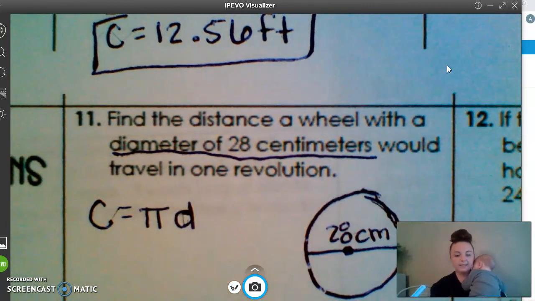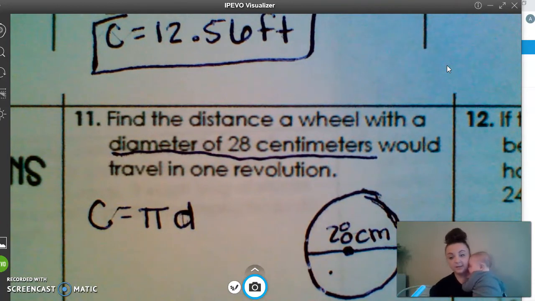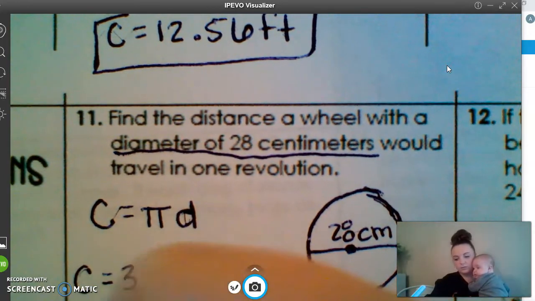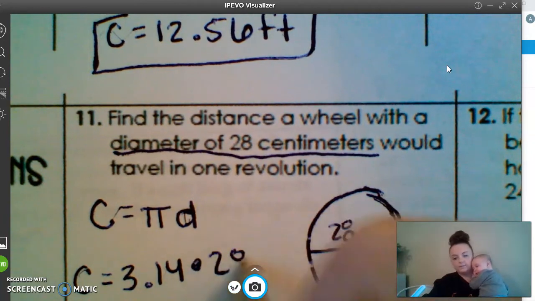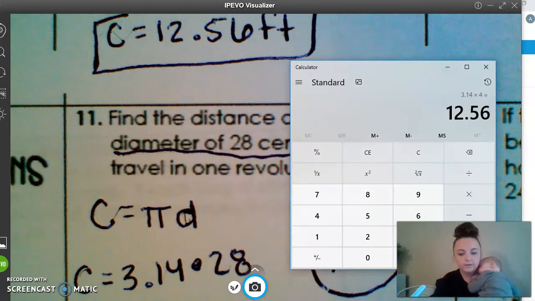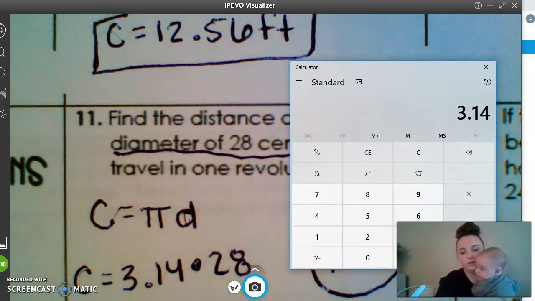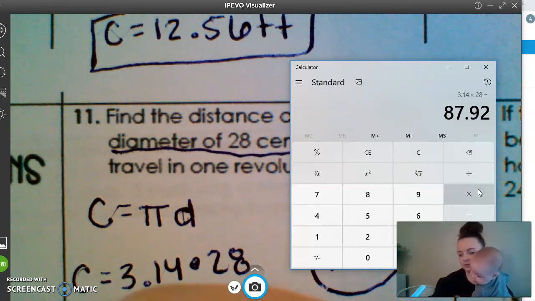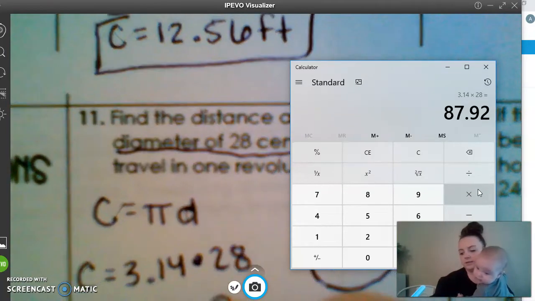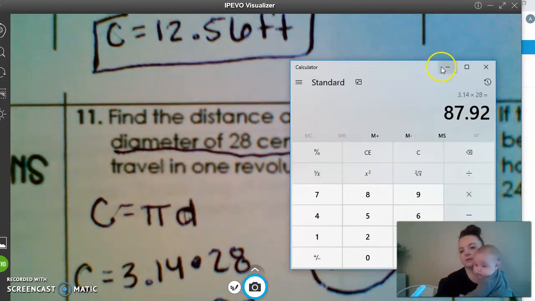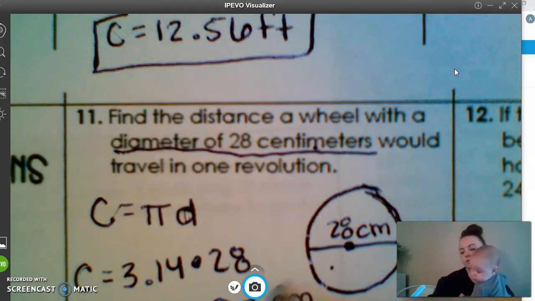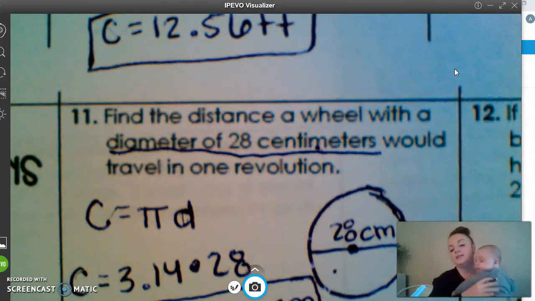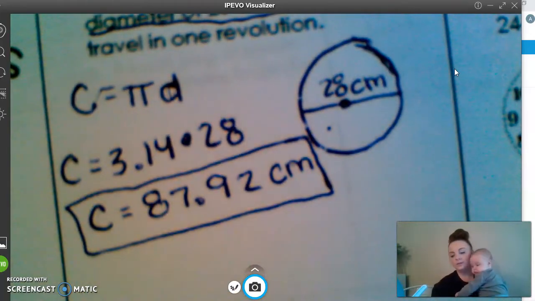So C equals pi d. And then we would plug in, since that's the diameter, we don't have to find it. It's not the radius, it's the diameter already. So we can plug that into our equation. So we'll have C equals 3.14 times 28. Get my calculator. 3.14 times 28. That's 87.92. And then the unit will be whatever they gave us. So they gave us centimeters, so that's what we're going to use. So if you went 1 full revolution on a tire with a diameter of 28 centimeters, then that would be the distance you would go. You would go 87.92 centimeters.